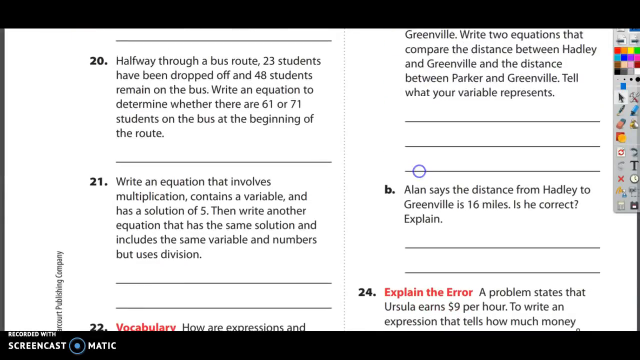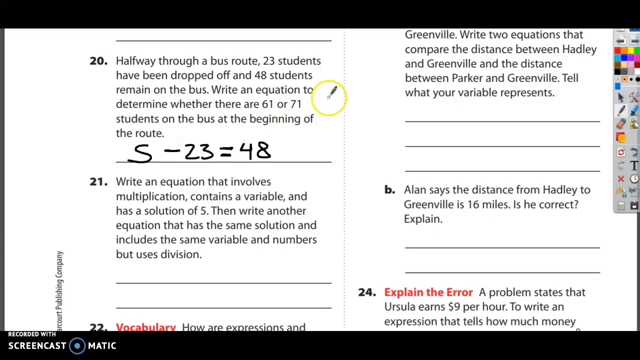Number 20 reads, halfway through a bus route, 23 students have been dropped off, and 48 students remain on the bus. Write an equation to determine whether there are 61 or 71 students on the bus at the beginning of the route. So if kids are getting dropped off, that's subtract. So we're going to do something, minus 23, because 23 kids have been dropped off. And then how many kids are left is 48. I'm going to put an S here for students. And so the number of students we started with, minus 23 would be 48. Is it going to be 61 or 71?